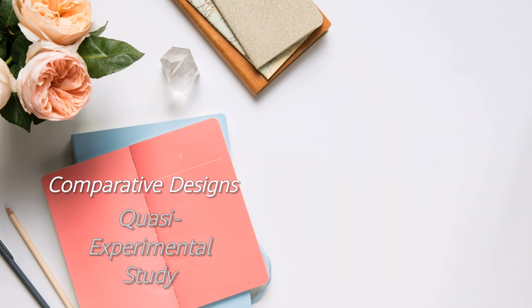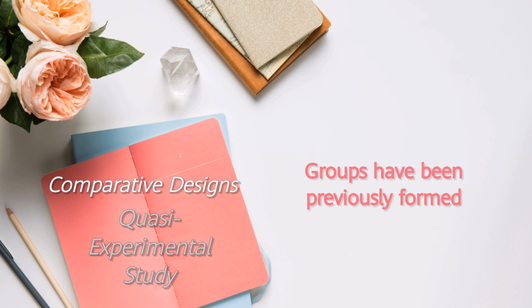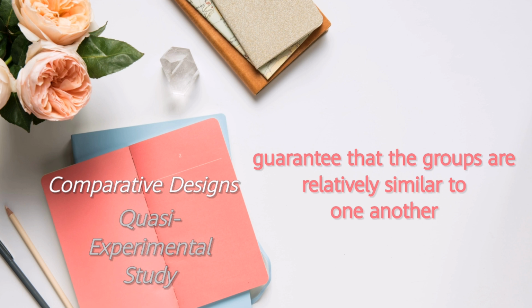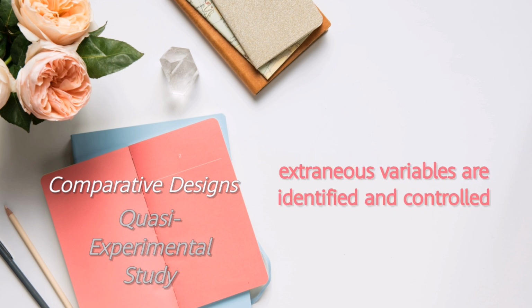Since a quasi-experimental study uses groups that have been previously formed, a researcher needs to guarantee that the groups are relatively similar to one another in terms of students' gender, ethnicity, classification for special educational services, among others. Extraneous variables are identified and controlled, and results about causal relationships are discussed with caution and with ethical considerations.